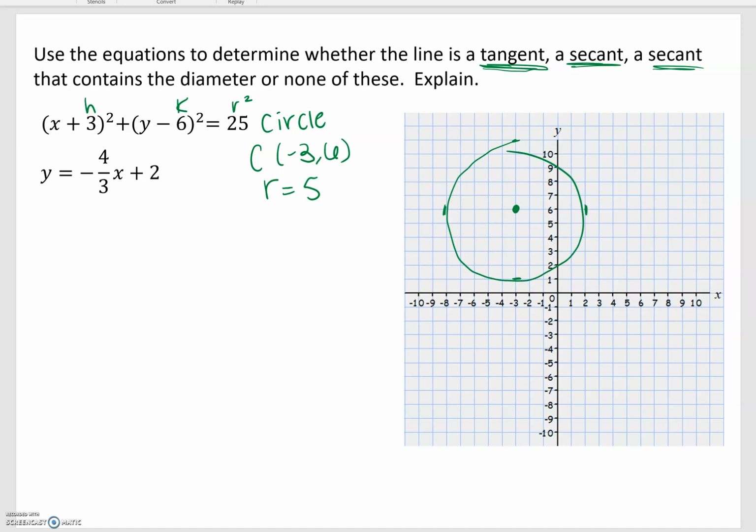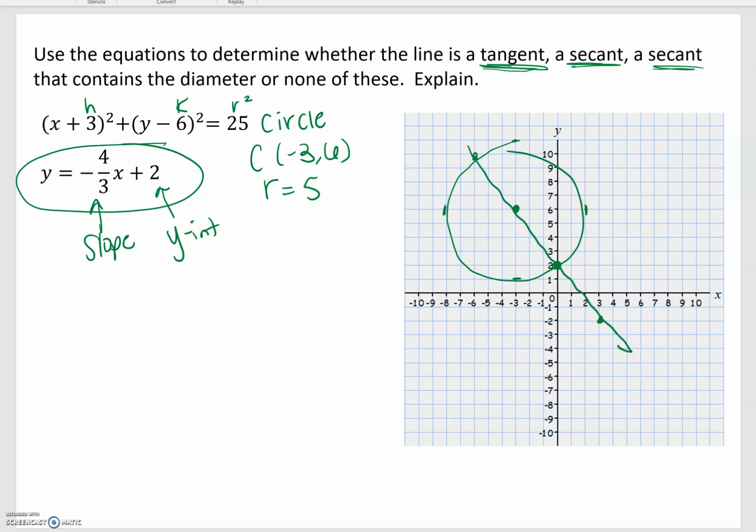Okay, so I have my circle. And the next thing I'm going to do is graph the line. So remember, this is my slope. This is a basic linear equation here. This is my y-intercept. So I'm going to start at my y-intercept as a positive 2. And it says I'm going to go down 4 and right 3. So I'm going to go in the opposite direction, up 4 and left 3. Okay, so here's my line.